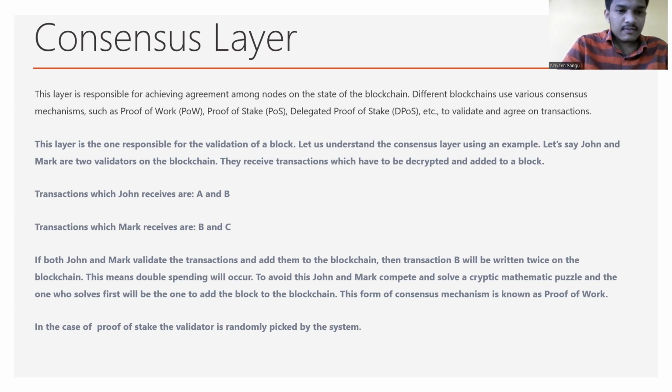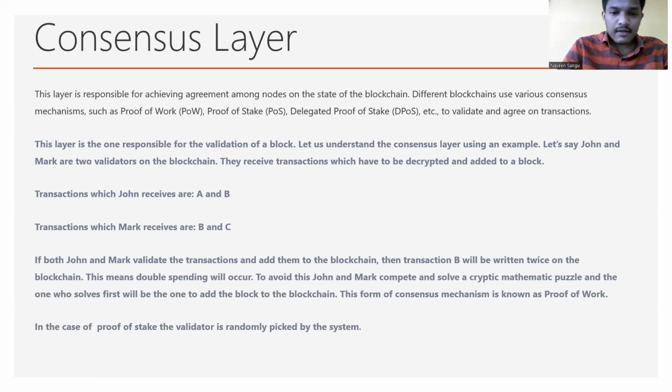In the first transaction, John receives A and B, and in the other transaction, Mark receives B and C. If both John and Mark validate the transactions and add them to the blockchain, then transaction B will be written twice on the blockchain. This means double spending will occur.